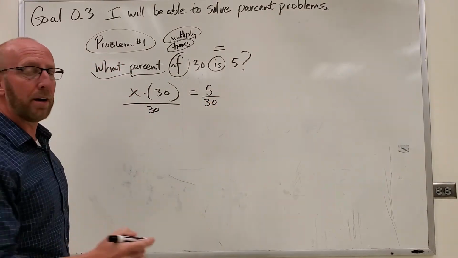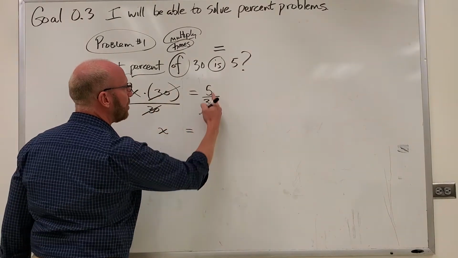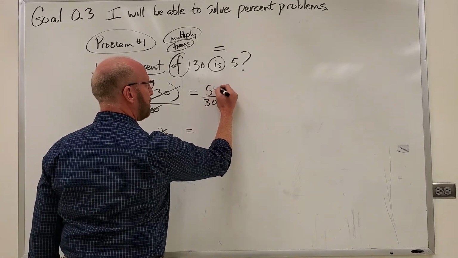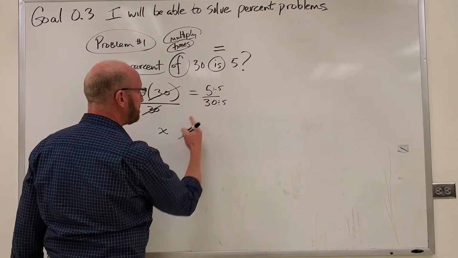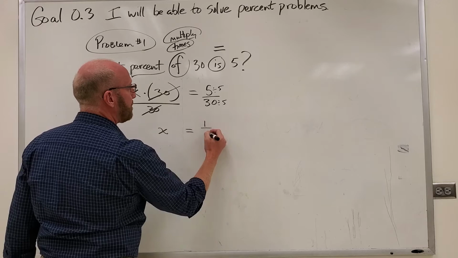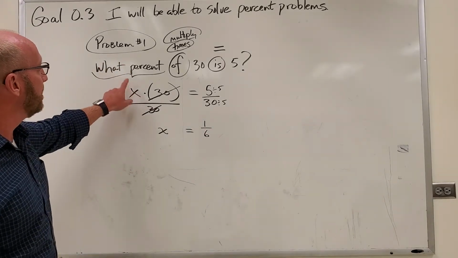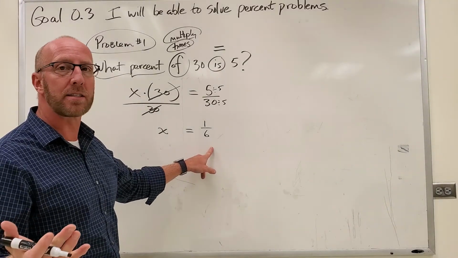So when I divide by 30, 30 divided by 30 is 1, it cancels out. X equals 5 over 30. Let's divide top and bottom by 5 to reduce. I want to reduce my fraction. 5 divided by 5 is 1, 30 divided by 5 is 6. Now the question is, what percent? X is 1/6, but what percent is 1/6?